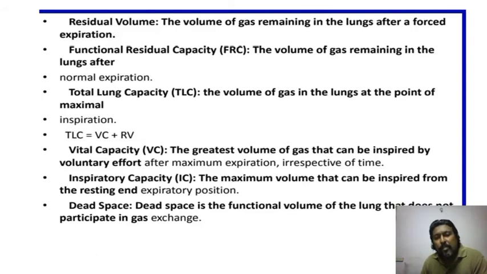So the next one is the inspiratory capacity, the maximum volume that can be inspired from the resting expiratory position. Now the dead space is the functional volume of the lung that does not participate in the gas exchange at all, irrespective of the forced expiration, irrespective of the forced inspiration. At any point of time, some amount of the space inside the gas chamber, that is nothing but the lungs, won't participate in the breathing activity at all. So these are the important definitions as far as these respiratory parameters are concerned.